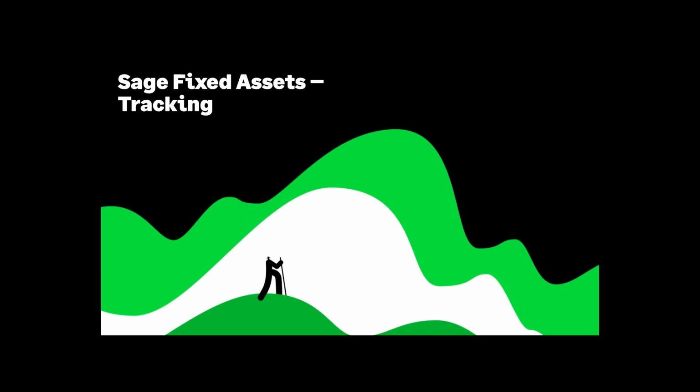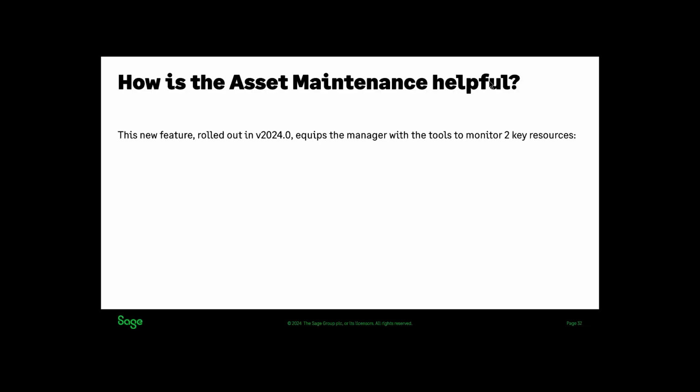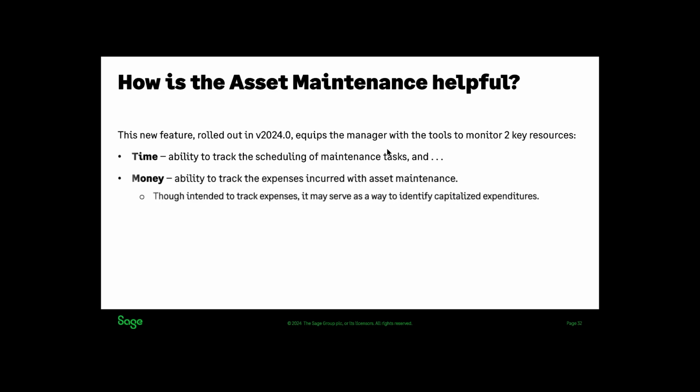This asset maintenance feature, which actually came out late last year, gives you a lot of functionality in the tracking program that was not there before. And you might want to see here what it does. So this asset maintenance feature equips you to monitor 2 key resources, and those 2 are time and money. It gives you the ability to track the scheduling of maintenance events, and you can track your expenses that you're incurring with these maintenance events.